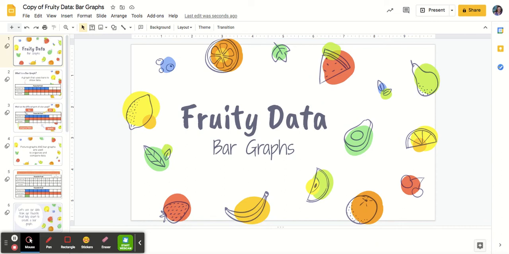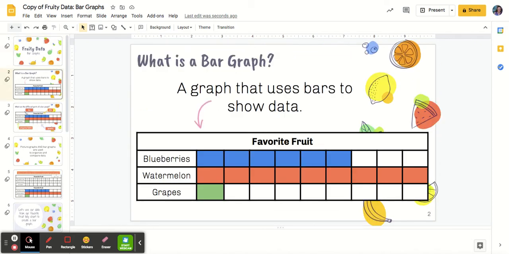Guys, so we are learning about bar graphs today, and this is another type of graph that we can use to show our data. So, what is a bar graph? A graph that uses a bar to show data, like I just said. So it looks like this.